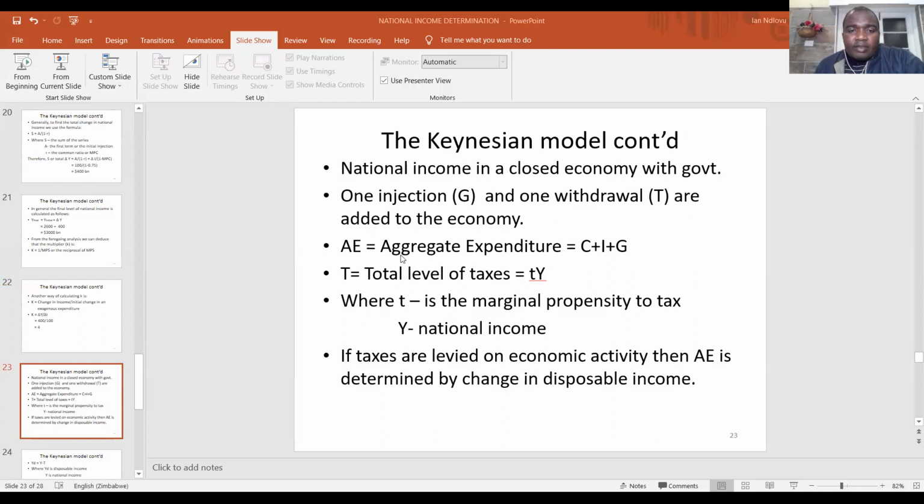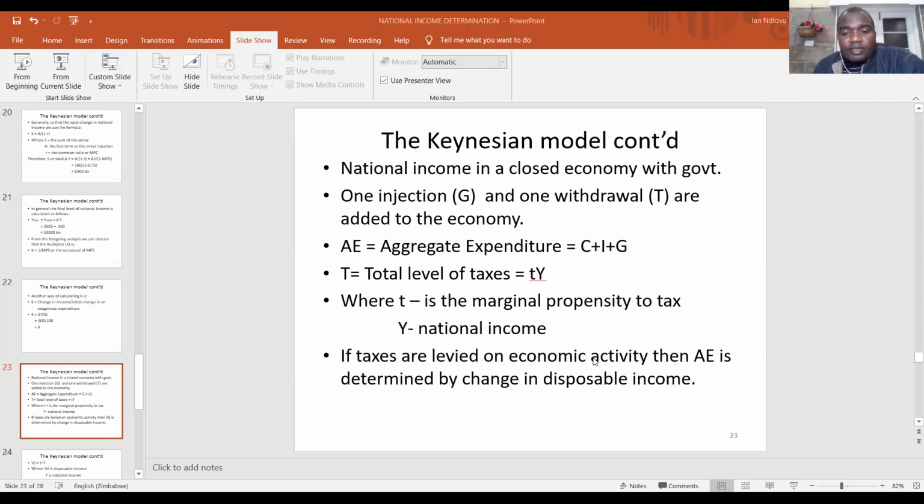which are added to the economy. So aggregate expenditure is now made up of 3 things. It's a composite of consumption expenditure, investment spending, and government expenditure, where capital letter T is the total level of taxation and is equal to the marginal propensity to tax multiplied by the level of national income, where small t is the marginal propensity to tax and capital letter Y is the level of national income.